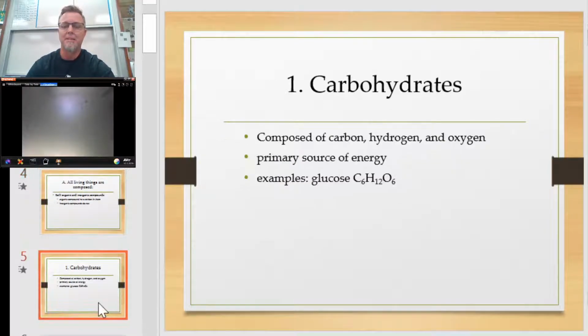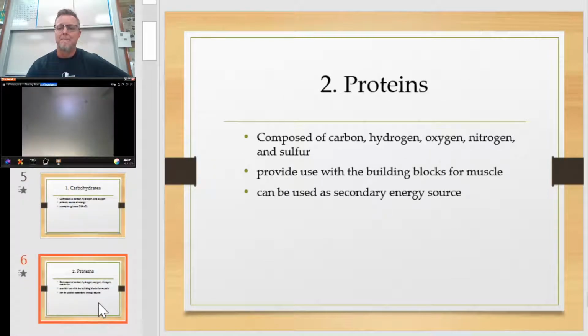All right, carbohydrates. Carbohydrates are an example of an organic compound. They have carbon, hydrogen, and oxygen in their molecular structure, and they're primarily used for energy. You'll learn more about these organic compounds like carbohydrates when we get into organic chemistry in a later chapter. Okay, proteins, they're organic compounds. Carbon, hydrogen, oxygen, nitrogen, sulfur, all part of those molecules.